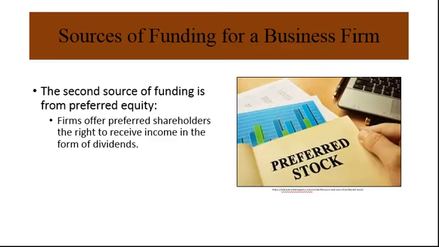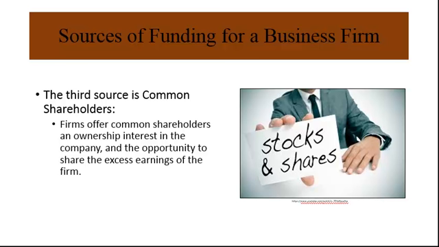The second source of funding is from preferred equity. Firms offer preferred shareholders the right to receive income in the form of dividends if they purchase preferred stock. And the third source is common shareholders. Firms offer common shareholders an ownership interest in the company and the opportunity, not the right, but the opportunity, to share in the excess earnings of the firm. The company doesn't actually have to give these funds to the common shareholders, but common shareholders are motivated by the possibility that the company might either pay the excess to them in the form of common dividends, or if the company does retain those earnings, they would expect the value of the firm to increase over time.